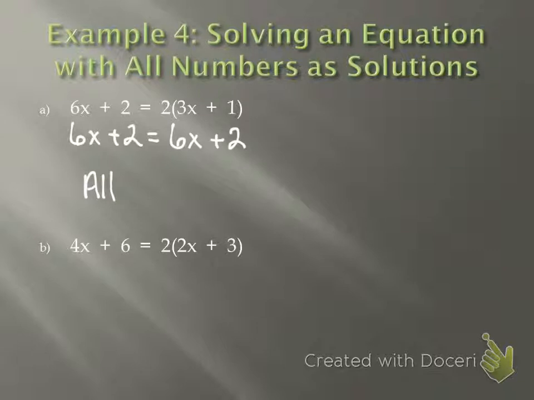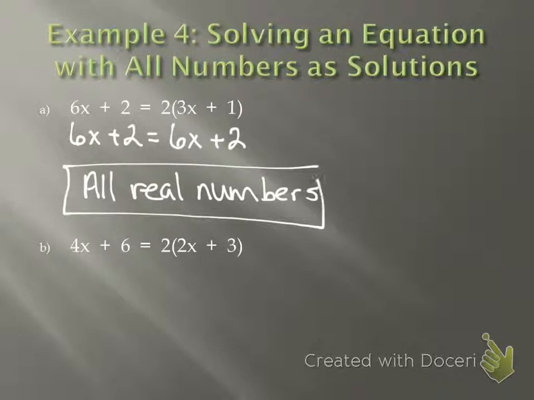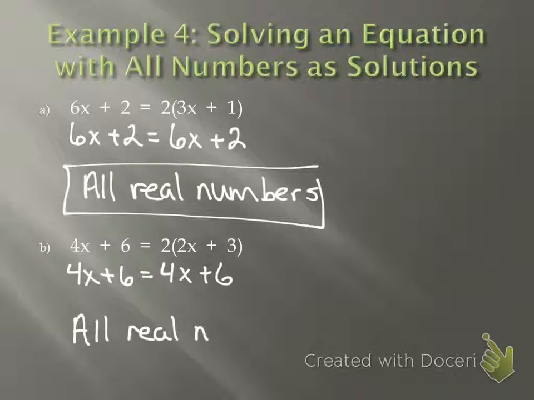Anytime you have the same expression on both sides of the equation, your solution is going to be all real numbers. So all you have to do is write the expressions so that it shows both sides are the same and box in all real numbers. All right, so 4x plus 6 equals 4x plus 6. So again, same expression on both sides of the equation. My solution, all real numbers.